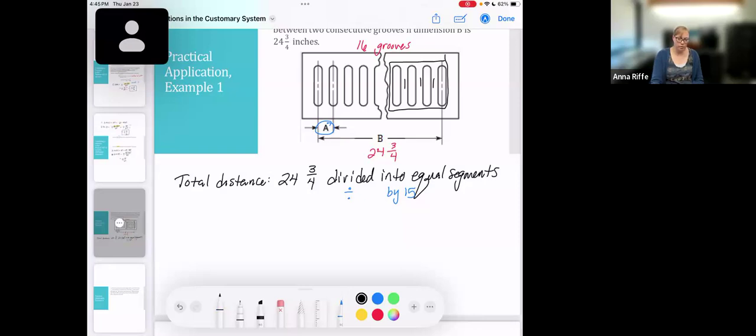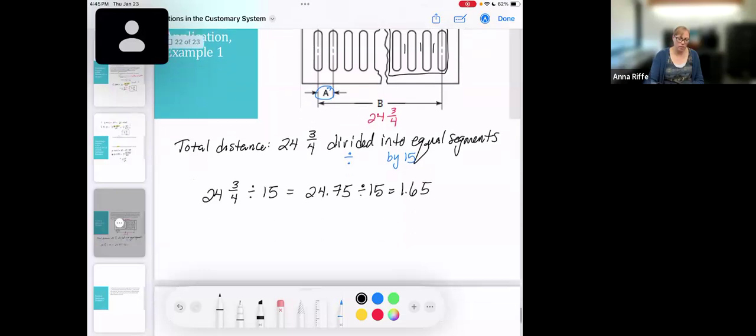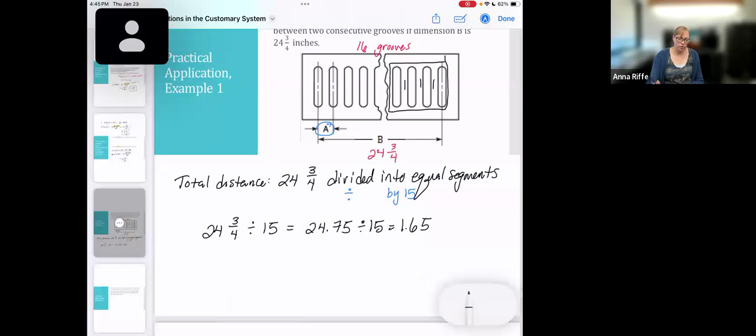So let's do that. 24 and 3/4 of an inch. I see the time. I'll do this quickly. Divided by 15. I can convert the 24 and 3/4 to decimal form as 24.75 and divide that by 15, which gives you 1.65. That's the decimal form. I want to convert that to the nearest 64th of an inch. 0.65 times 64 is 41.6.